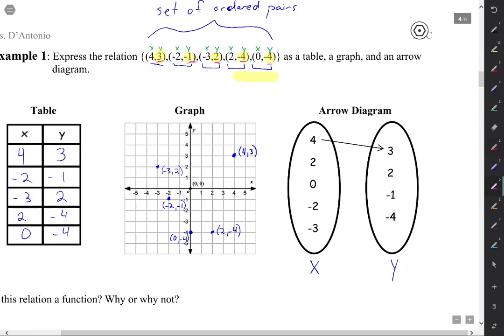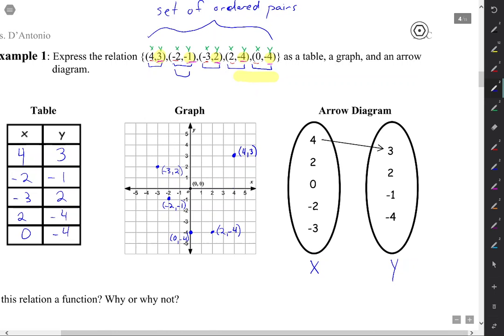And then we have all of the x values in the other oval. We have 4, -2, -3, 2, and 0. So all of the values are represented there. Now all we have to do next with the arrow diagram is draw arrows from the x values to their corresponding y values. So let's look at all the ordered pairs we have up here. We have 4 and 3, so that's why I drew an arrow from the number 4 to the number 3. So next let's do -2, and that goes to -1.